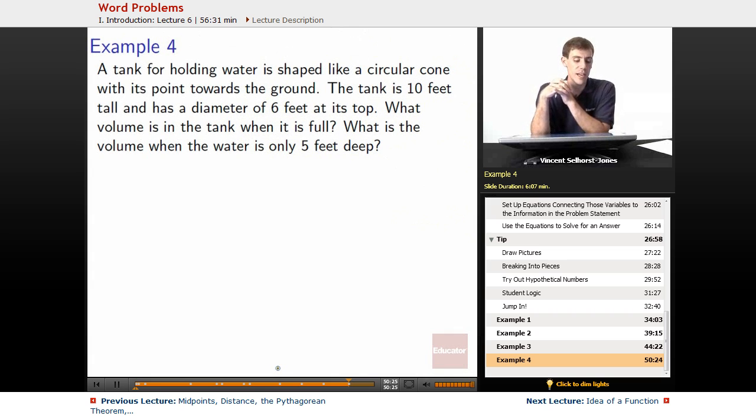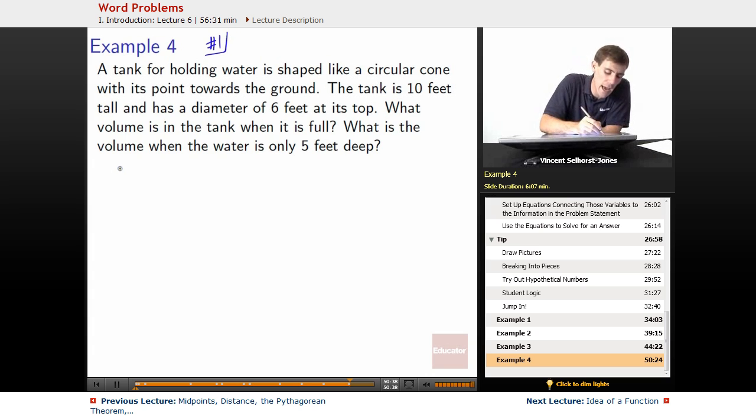Final example, we've got a tank for holding water. Well, first step we need to do, we need to understand what's going on. Tank for holding water is shaped like a circular cone with its point towards the ground. What does that look like? So you draw something circular and then it comes to a point like a cone.